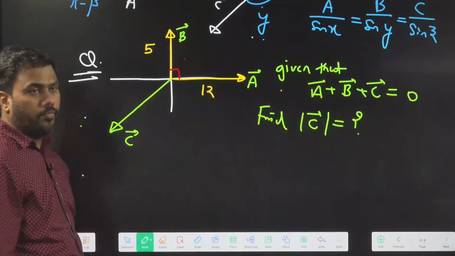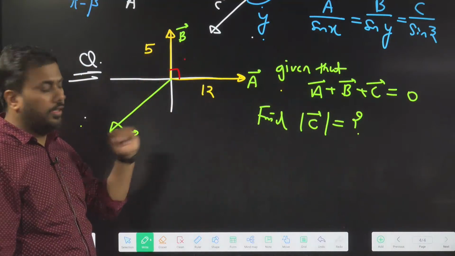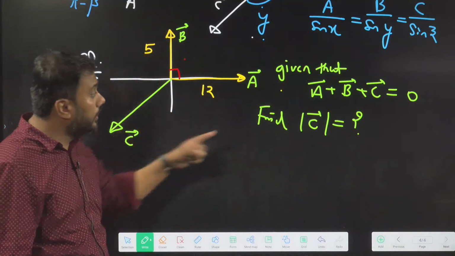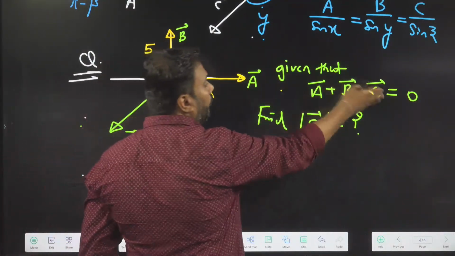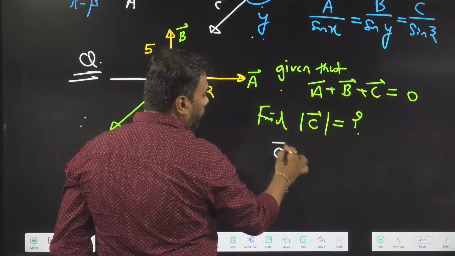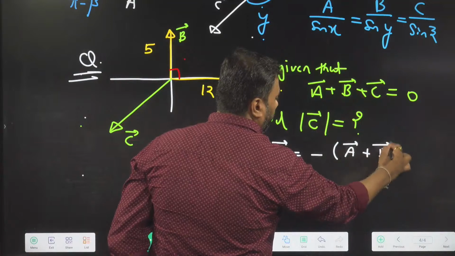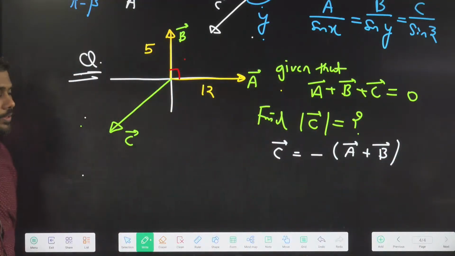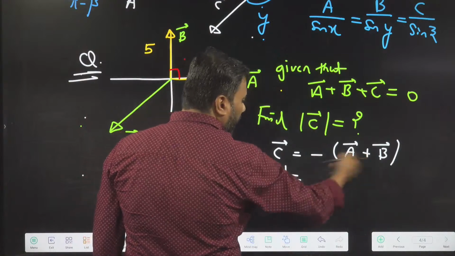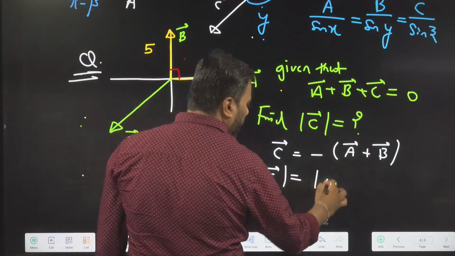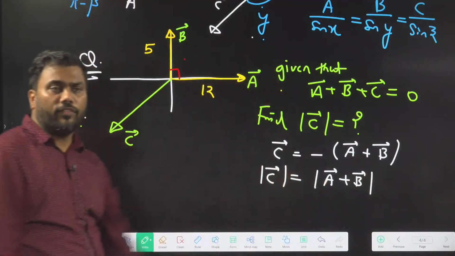The lengths of two vectors are given, the length of the other vector is to be determined, and it is given that their sum is 0. So what can we use? Since the sum is 0, vector C must be minus of A plus B. If you take the magnitude, for the negative sign the magnitude will remain the same. So the magnitude of C must be the magnitude of A plus B.